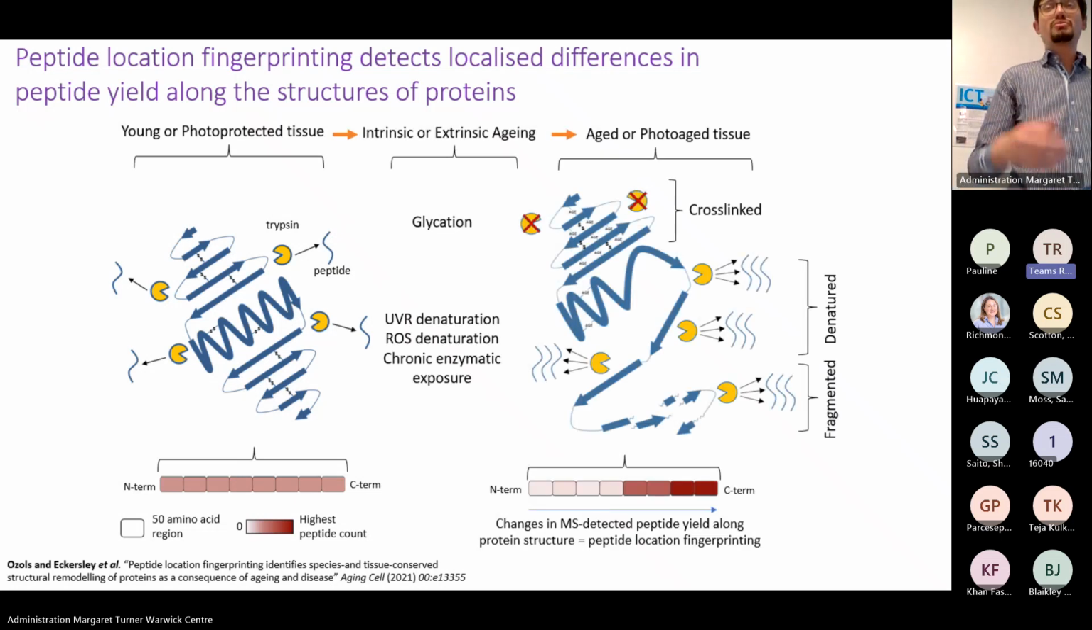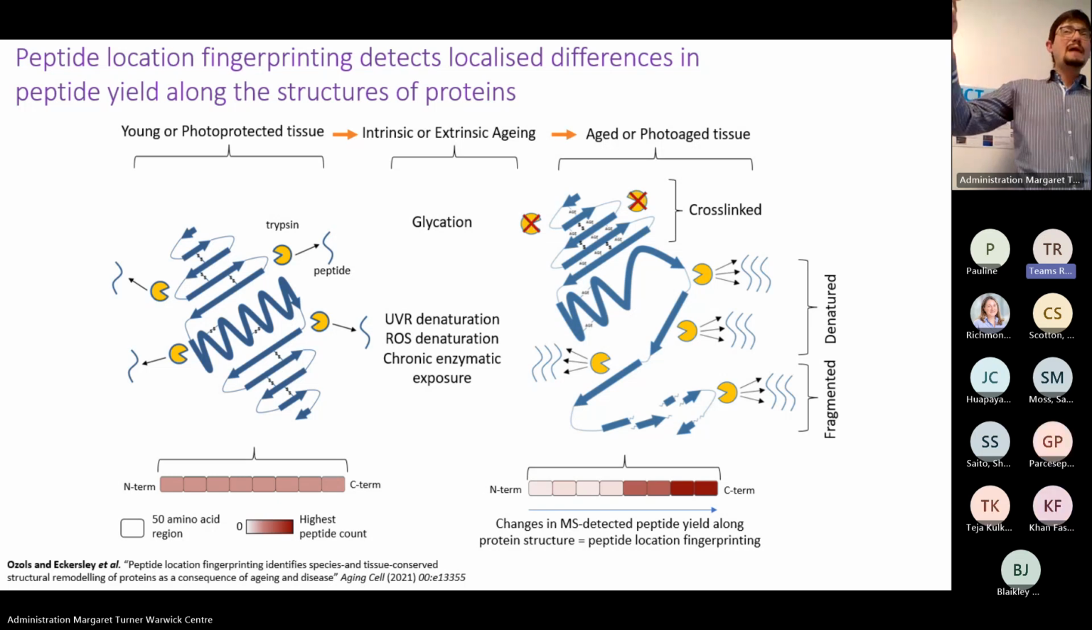And if you imagine that protein goes through processes of aging, like glycation, like UV and ROS denaturation, that pattern might change. So in glycation, for example, you get advanced glycation end products that make that part of the protein stiffer. Trypsin won't be able to come in and cleave, and so you get fewer peptides being liberated from that region. UV, for example, in the context of skin, or ROS in all tissues, mostly denatures protein. And so you get trypsin able to come in and cleave cryptic epitopes that it couldn't before. That liberates more peptides, so you get an increase in peptide signal from that part of the protein.